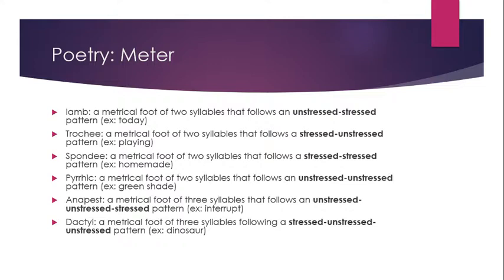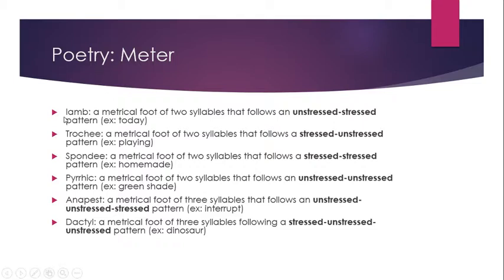An anapest is 3 syllables. It's unstressed, unstressed, stressed. So interrupt is a good example of that. We stress the last part. Dactyl is again 3 syllables, and it's stressed, unstressed, unstressed. So dinosaur. We have the stressed syllable and then 2 unstressed syllables. These are important to note as we're thinking about the different metrical feet and how they're appearing, and whether or not there's patterns there.